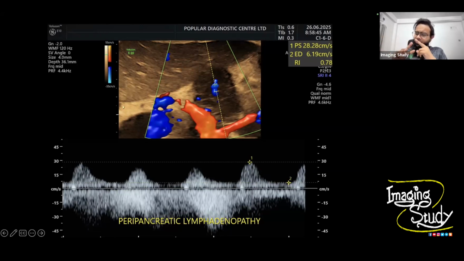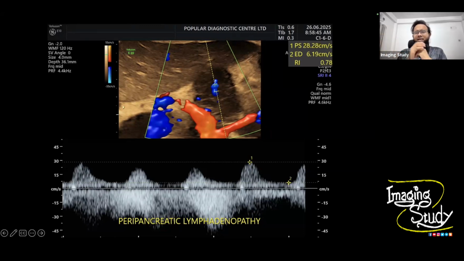Now we have got two differentials. Is it lymphoma or is it metastasis? In case of metastasis due to hilar arterial compression, the resistive index is usually more than 0.8. And if it is lymphoma, it's usually in between 0.7 and 0.8. So I took 4 or 5 times from different lymph nodes and all are showing 0.78, 0.79.